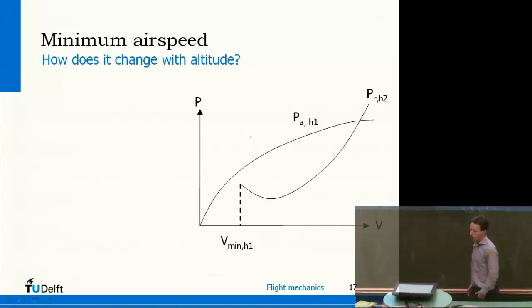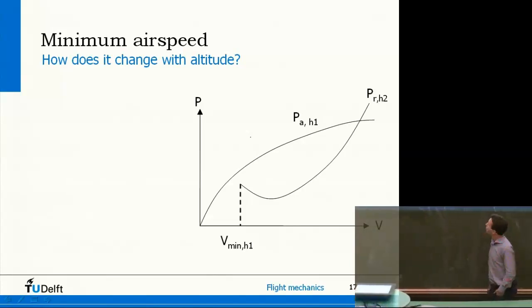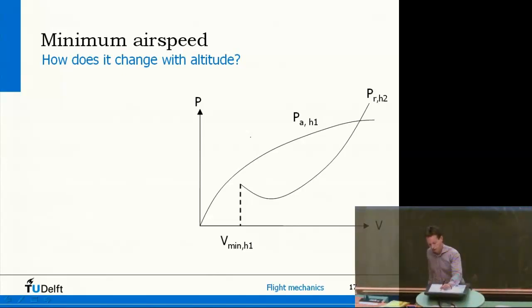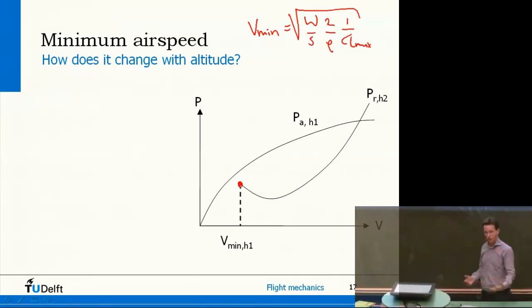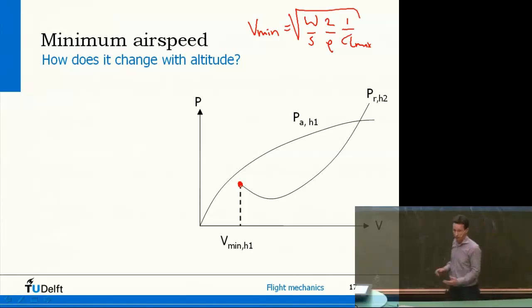Now, minimum airspeed. Of course, the minimum airspeed depends on this maximum lift coefficient. So it's basically where the power or the drag curve stops. You cannot go to the left simply because you cannot generate more lift coefficient. So this would be the minimum airspeed at altitude 1.